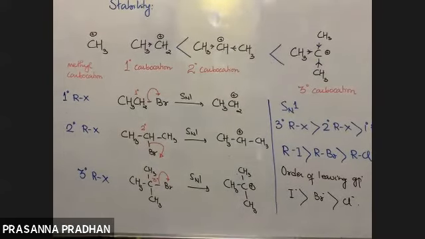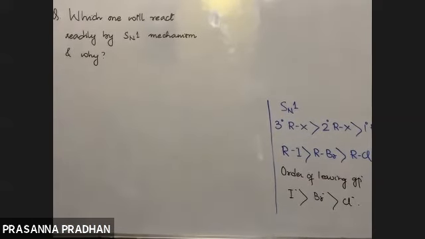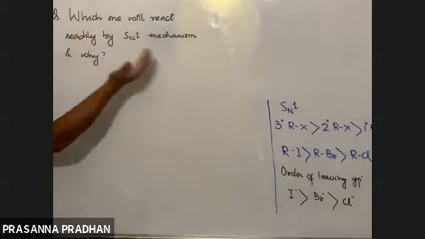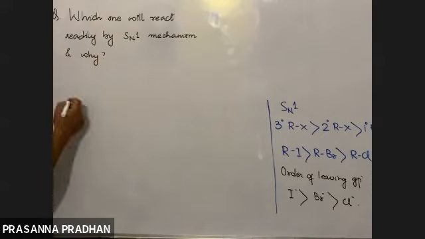So chalo, go through these questions. You'll see this type of questions in plenty. Which of these react readily by SN1 mechanism? If this Y does not come, usually it comes under 1 mark. If Y is added, it is a 2 marks question. So I'll give you 2.